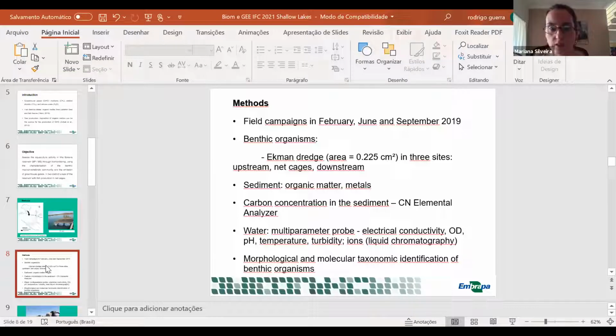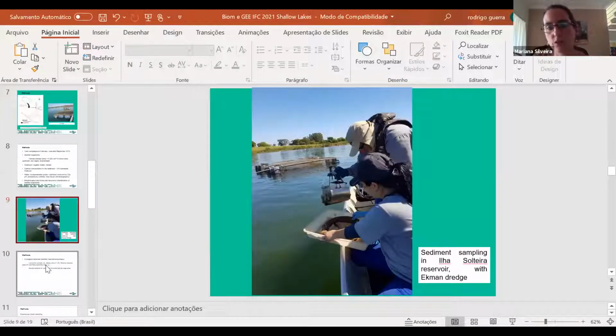also, for greenhouse gases, the carbon concentration in the sediments, and limnological parameters measured by a multi-parameter probe. And also in the laboratory, the sediment was analyzed and the benthic organisms were identified by morphological and molecular taxonomy, using the COI gene for the molecular identification. So here is a photo of the sampling, the sediments.